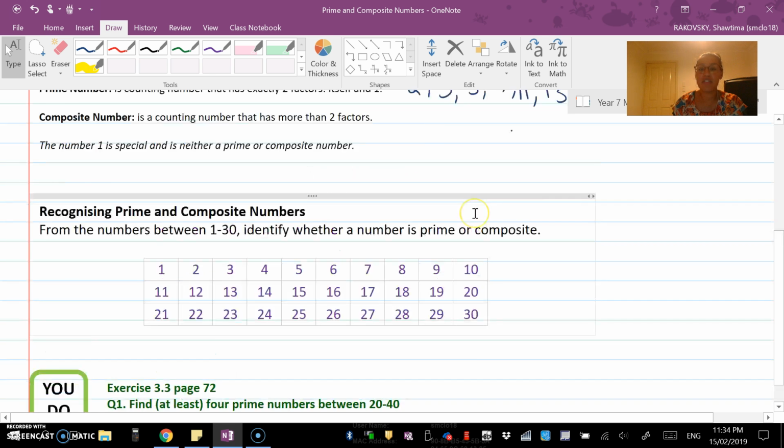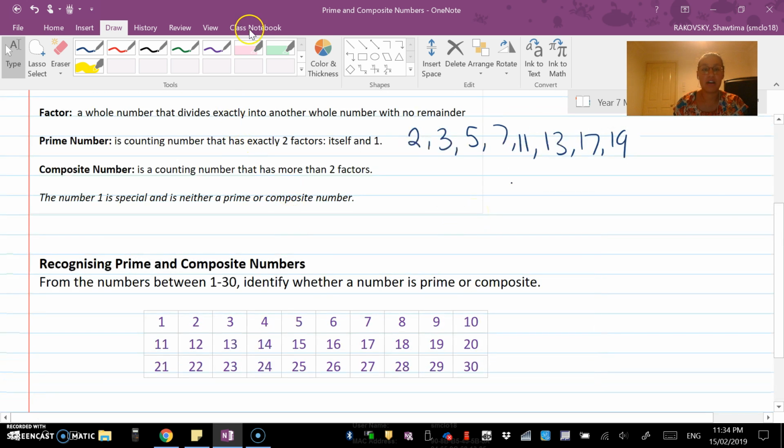So I've already identified a couple here, so we can highlight those prime numbers in our numbers here. So 3, 5, 7, 11, 13 and 17 and 19. And the reason why I know that they're prime is because I'm doing some divisibility tests. So straight away, I'm just going to use green for my composite numbers.